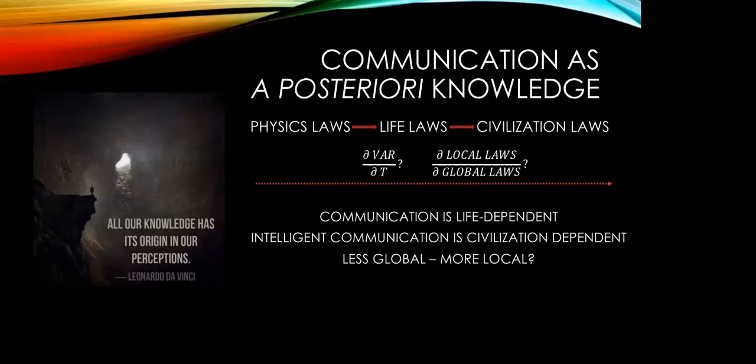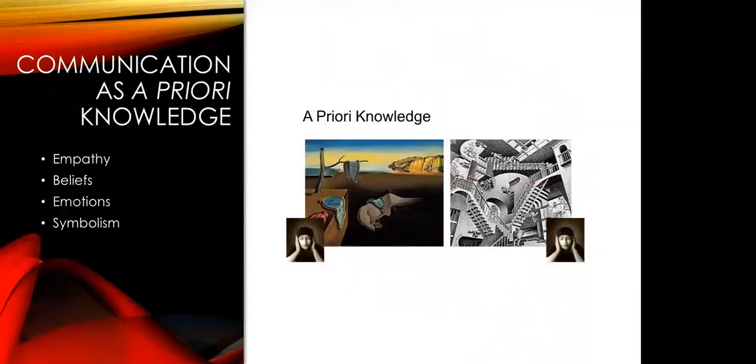So the idea here is that communication is life dependent, and intelligent communication is civilization dependent. We can make these assertions, but if we are looking indeed for some universal markers or universal patterns of communication, then the question is, should we pay closer attention to how these global laws have developed into more local laws?